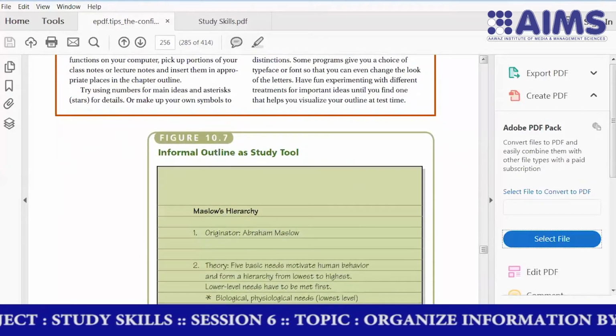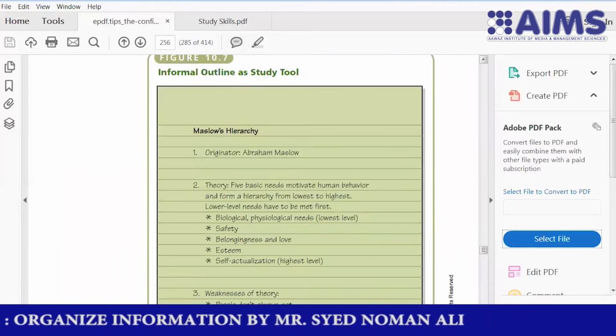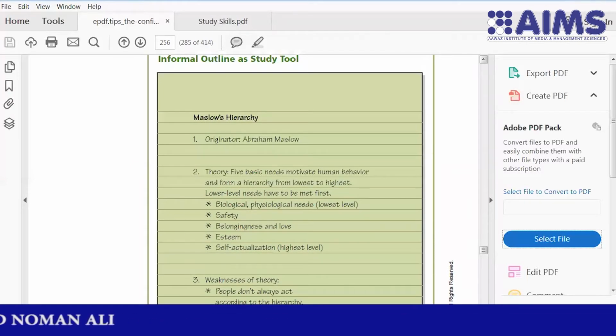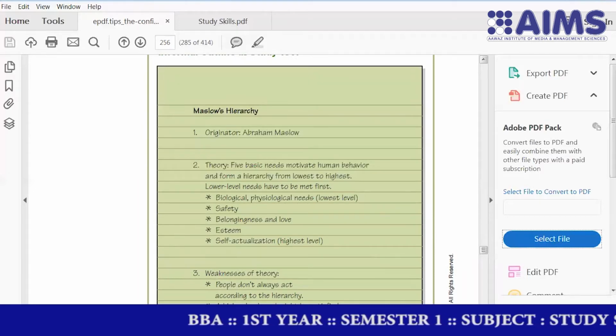Here is an example of how you will draw the informal outline. You will first mention the date at the top and the title of the topic, just like that. Here is a theory, a motivation theory, Maslow's hierarchy of needs theory.